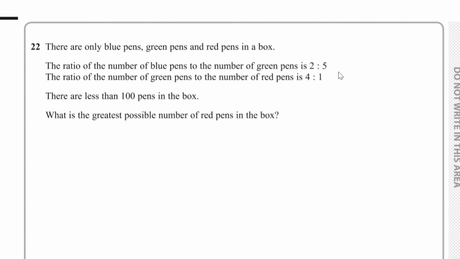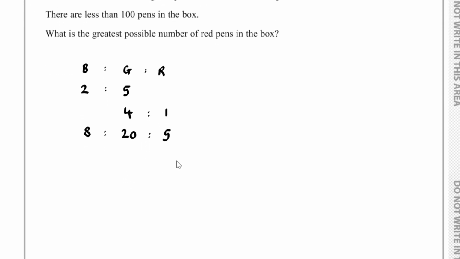So to do this question, what we know is the ratio of blue to green is 2 to 5 and green to red is 4 to 1. So we can use this information to find the ratio of blue to green to red. We know blue to green, 2 to 5. Green to red is 4 to 1. We want a common number for green, like 20. 5 times by 4 is 20, so 2 times by 4 is 8. And 4 times by 5 is 20, so 1 times by 5 is 5. So we have the ratio of blue to green to red being 8 to 20 to 5.